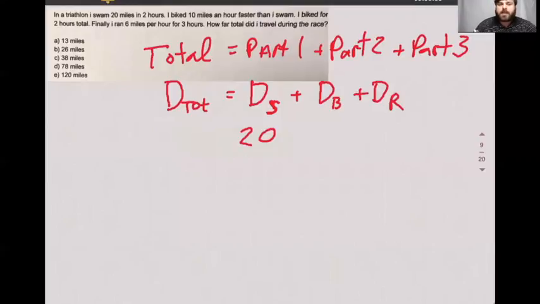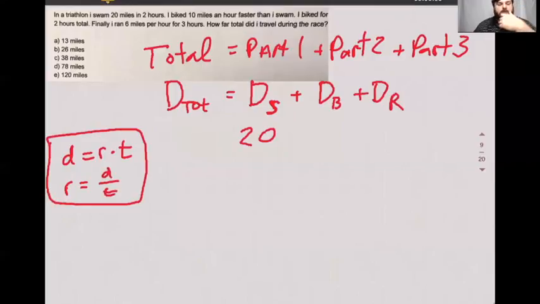Okay. Second thing says I biked 10 miles an hour faster than I swam. Okay. Well, how fast did I swim? It doesn't tell me. But if I remember this formula, distance equals rate times time, or rate equals distance divided by time. These are very important that we know these, especially for these rate problems. That's going to help me figure out my speed. So we're going to use the second formula because we want to know the rate. I want to know how fast I swam. So I can add 10 miles an hour to that to find out how fast I biked.